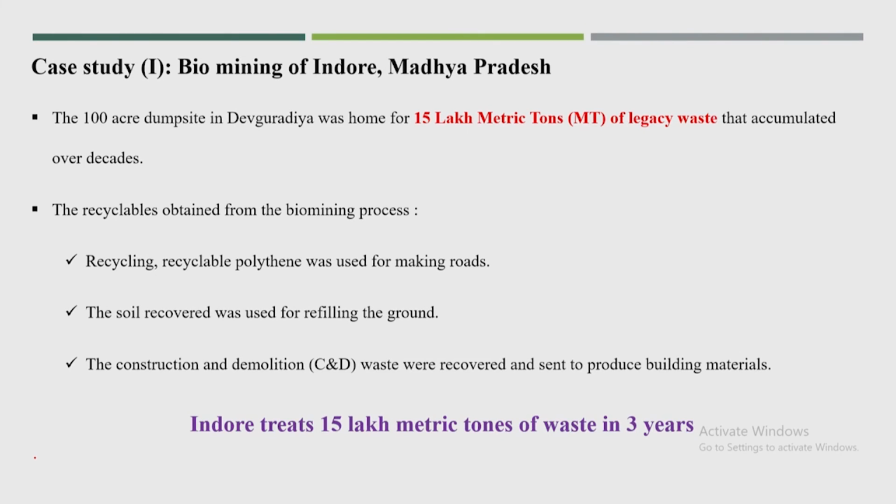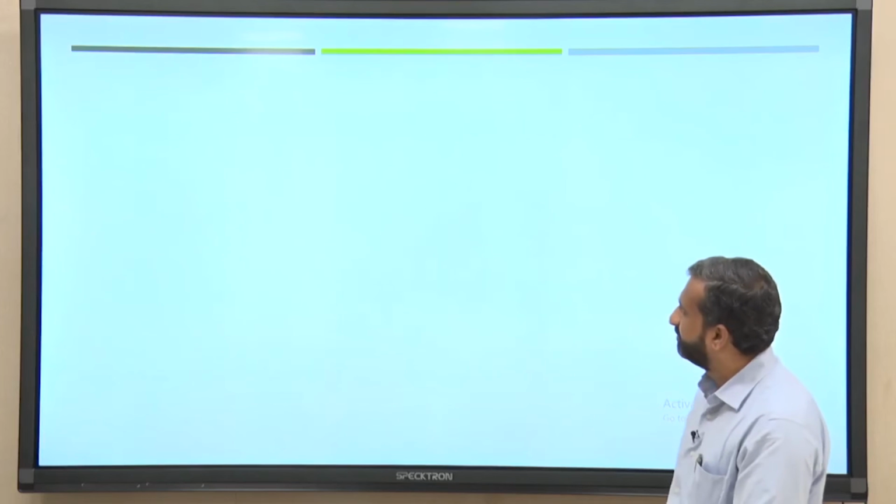So, when they started the biomining, their idea was recycling and reuse. Polythene was used in road construction, soil was used in filling the grounds, and construction demolition waste was recovered and sent to produce building material. So, that material was utilized further, and Indore treated 15 lakh metric tons of waste in a total of 3 years. It is a similar kind of biomining facility.